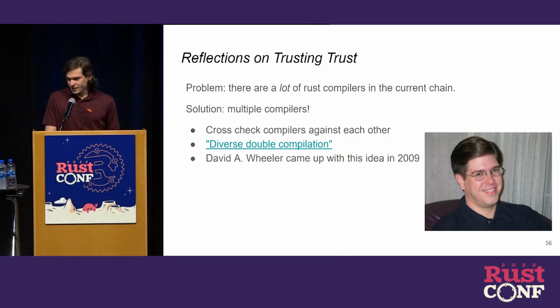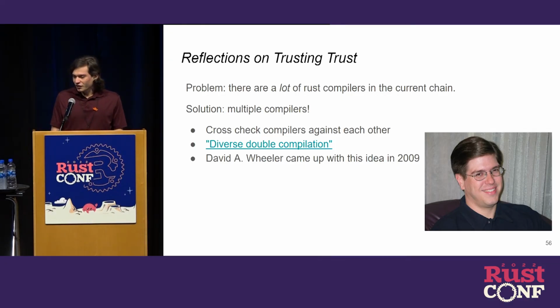There's a guy named David A. Wheeler. In 2009, he came up with an idea called diverse double compilation. And the basic idea is you take a bunch of compilers and you compile them with each other. You're like, if we compile Clang with GCC, compile that with GCC again, compile Clang again, if we end up with the same compiler as we had originally, then we're pretty sure it's trustworthy. It's very, very hard to sneak a bug through that way.